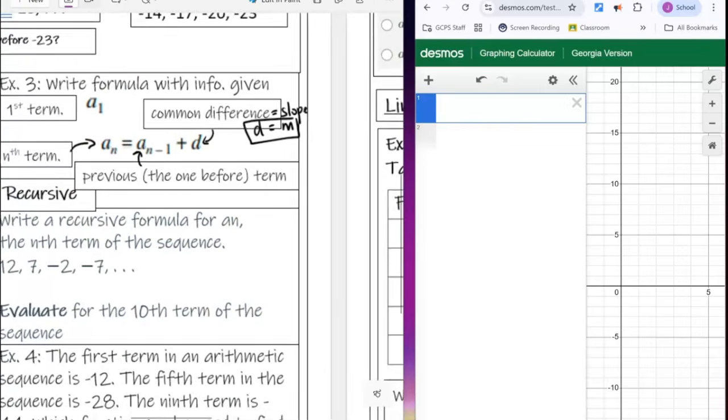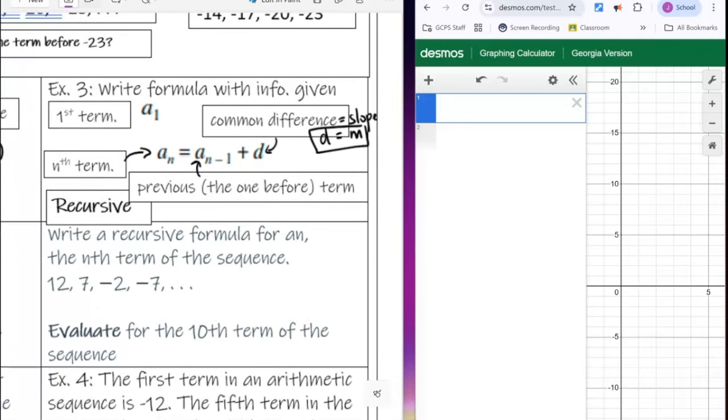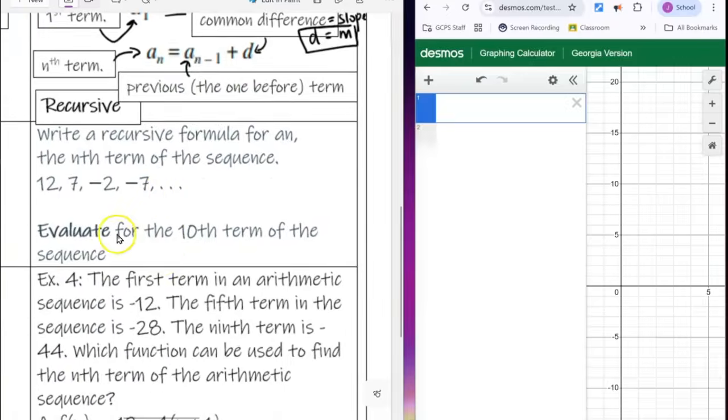Now in recursive, what you have to do, so my first term is a sub 1. In recursive, you have to say a sub 1 is equal to something, and then you have to write the recursive formula. And I'll show you what that is in a second because that's not going to make any sense yet. All right, so I'm going to come to a question.